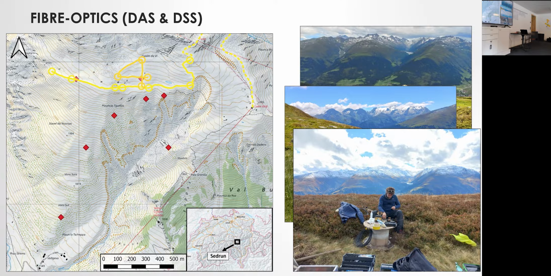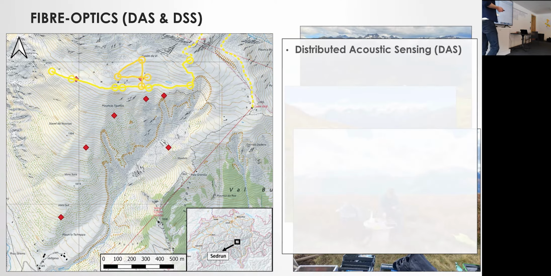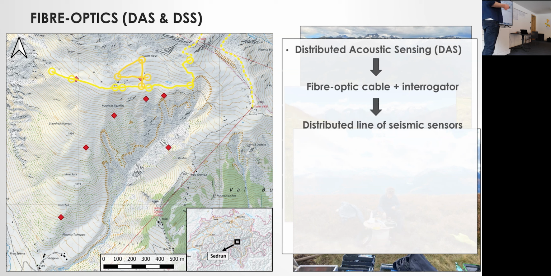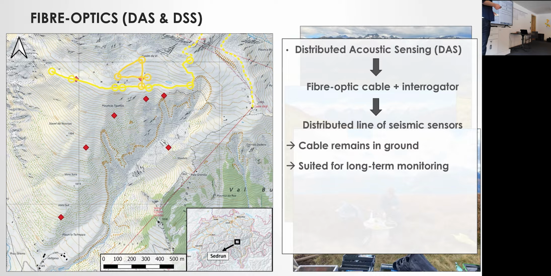We mainly did this for the purpose of distributed acoustic sensing. Many of you have already touched on this topic, so I don't have to go into detail. But basically, by using this technique, we can convert this cable at the landslide into a distributed line of seismic sensors. Especially for the monitoring aspect, that's great because this cable can remain in the ground. It's still in the ground, and will probably be in the ground for quite a while, and is therefore very suited for long-term monitoring of this landslide.